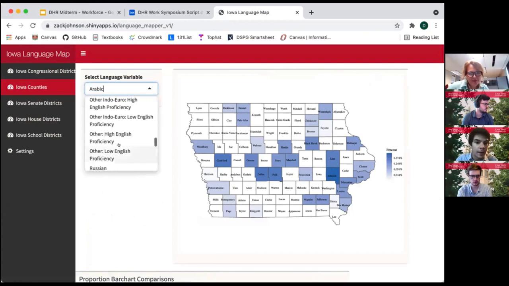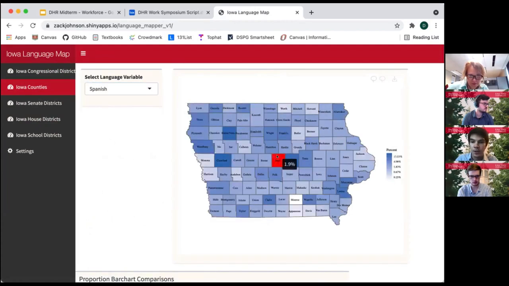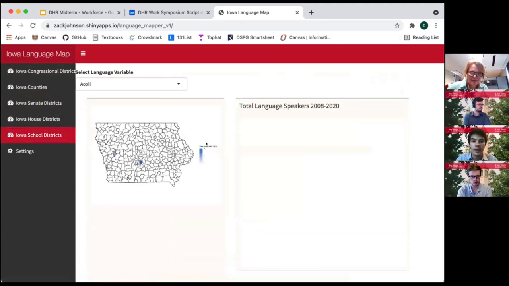So I believe in Iowa, Spanish is the most prevalent non-English language. So if we look at Spanish, you can see the percent of the population. And that is true for these first four categories. It's percent of population. One of the geographic breakdowns we also have is school district. So in this case, this is not of the total population, it's of the student population within the school district.